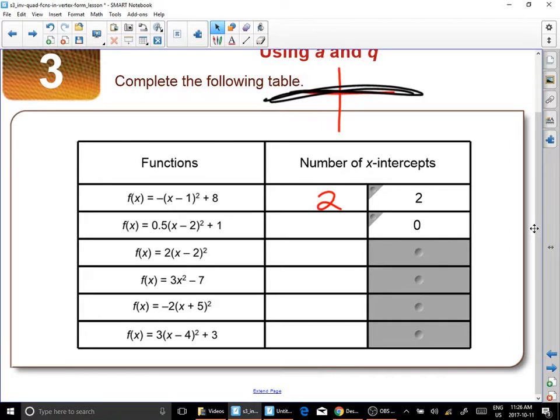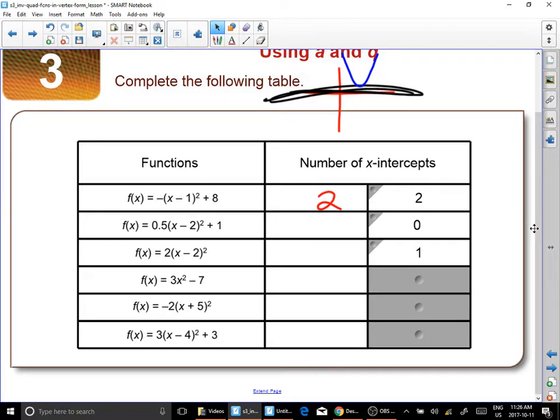It would just be 1, because the vertex, very loosely, would look like this. It'd be right on the x-axis. So for that reason, there is exactly 1 x-intercept there. That's correct. Moving on, we got 3x squared minus 7.